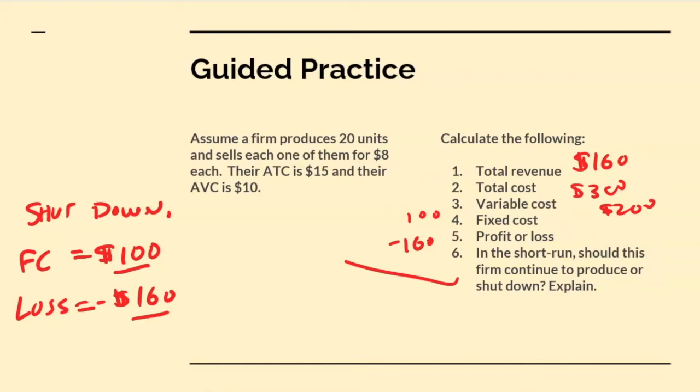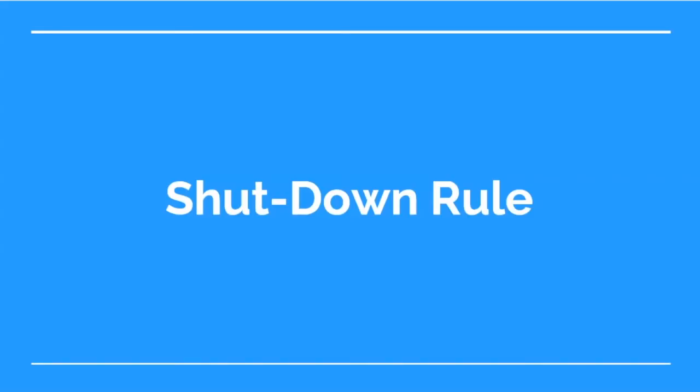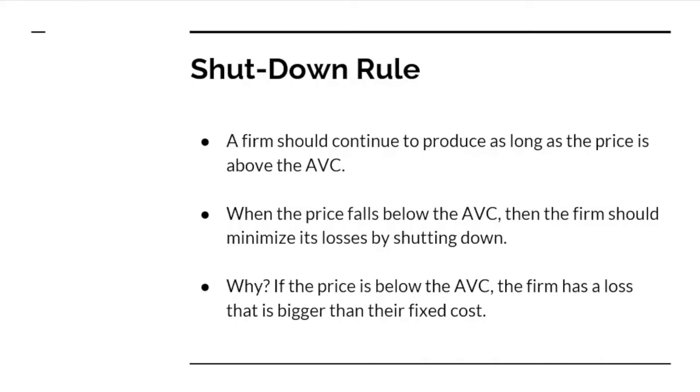All right, so this brings us to the shutdown rule. When exactly should a firm shut down? In the two guided practice examples we talked about, a firm should shut down if their loss is greater than their fixed costs. Well, there's a simpler thing. We are going to say that a firm should continue to produce as long as the price is above the AVC.